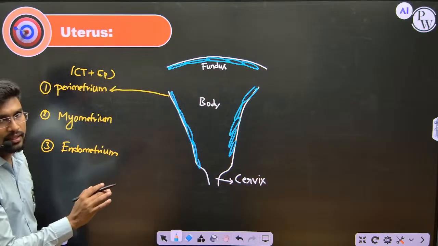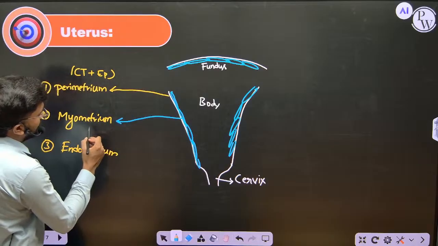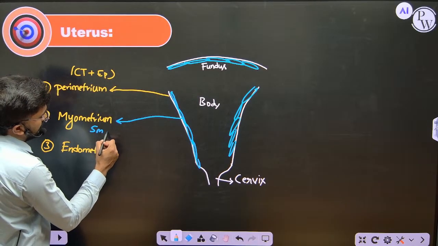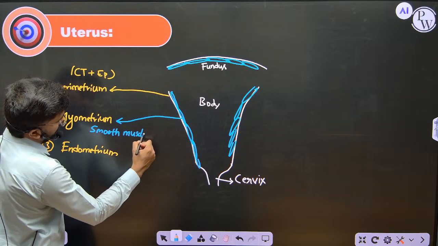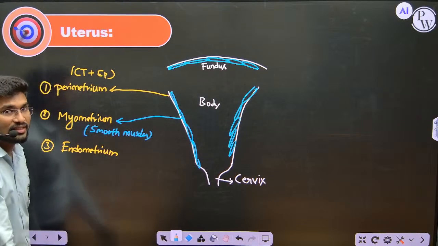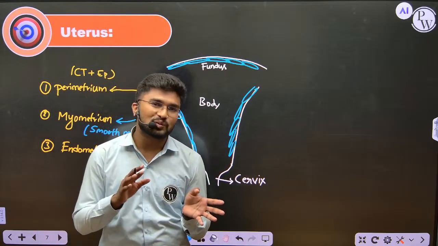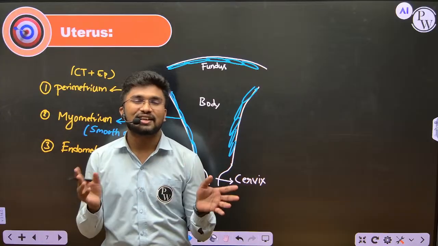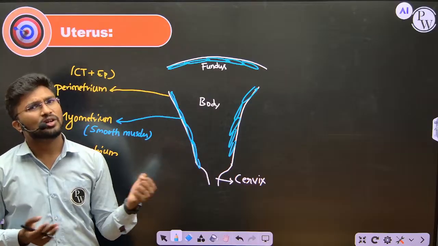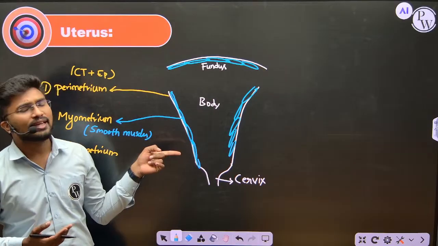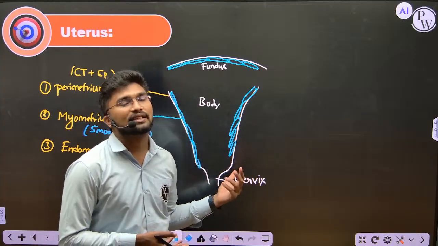What is the name of this second layer? Myometrium. And what is present in the myometrium? Smooth muscles. In your higher studies, you will understand that there are different types of smooth muscle: single unit smooth muscle and multi-unit smooth muscle. Single unit smooth muscles contract as a unit. You can ask me a question: sir, why should the uterus have this smooth muscle? What is the purpose?